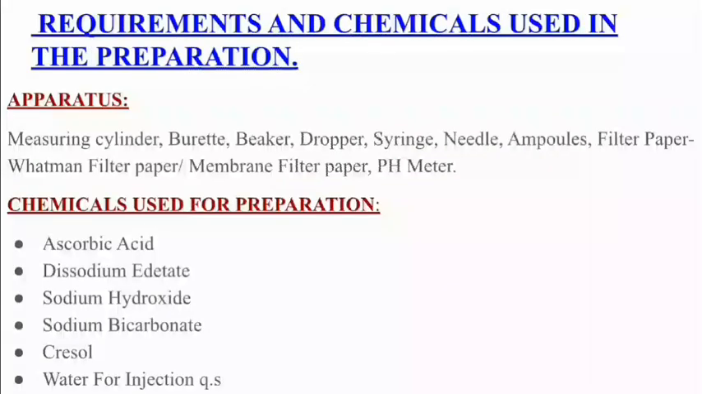Now let us see the requirements and chemicals which we will be using for the preparation. Apparatus required are measuring cylinder, burette, beaker, dropper, syringe, needle, ampoules, filter paper, Whatman filter paper, membrane filter paper, and pH meter. Chemicals used for the preparation mainly include ascorbic acid, disodium edetate, sodium hydroxide, sodium bicarbonate, cresol, and water for injection.